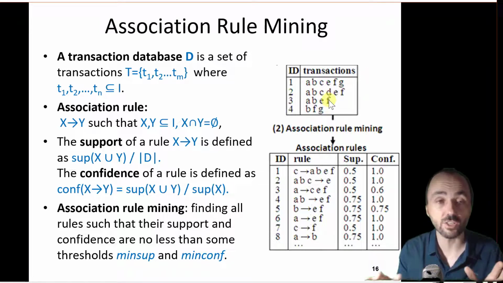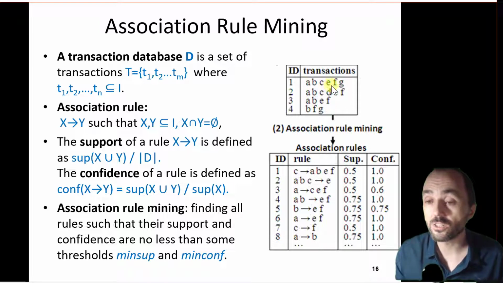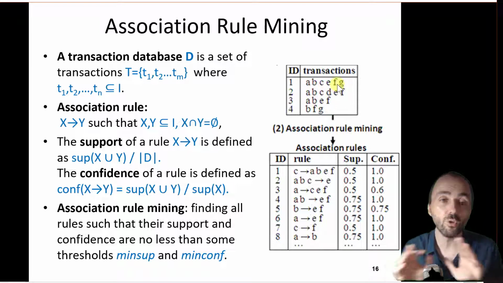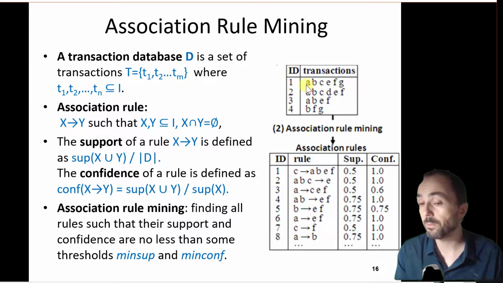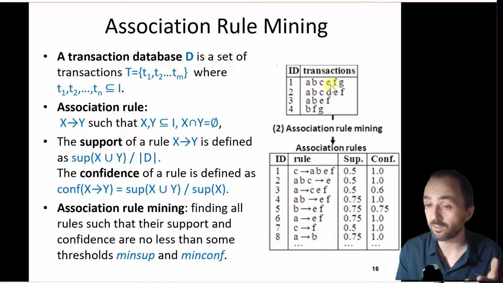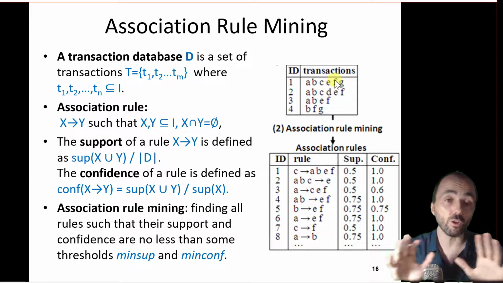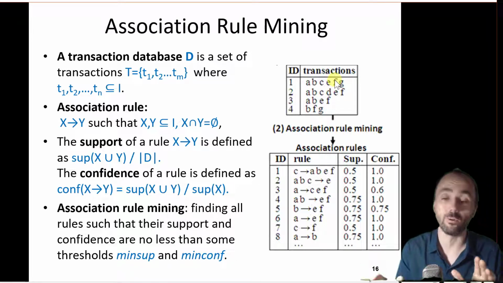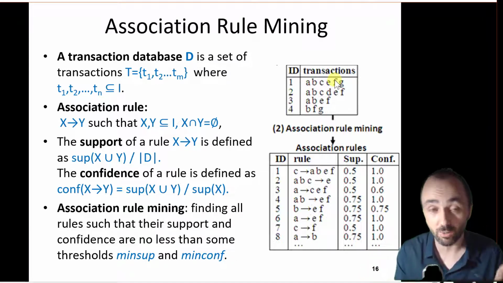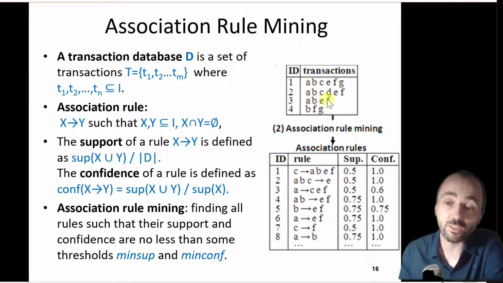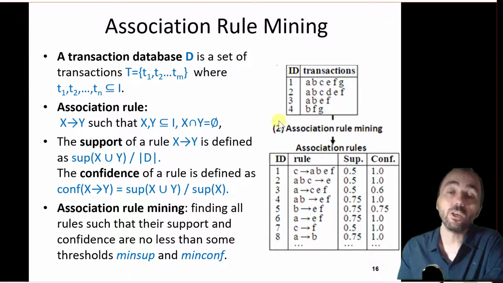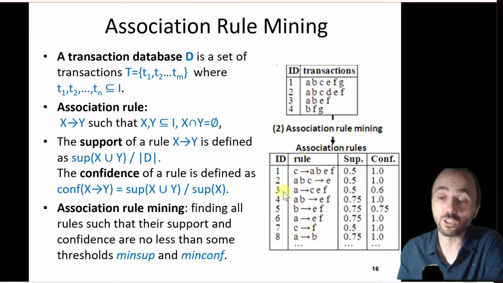This is not a sequence. All these transactions are sets. There is no order. So transaction 1 means some people buy A, B, C, E, F, G. But there is no order here because there's no time. Those are not sequences. Then, in a transaction database like this, we can find association rules.